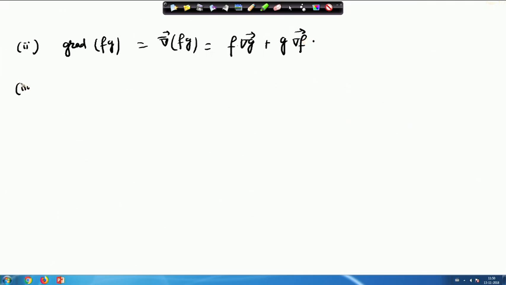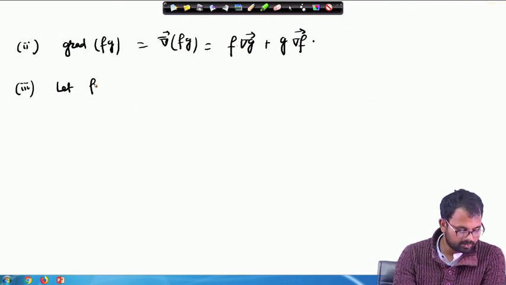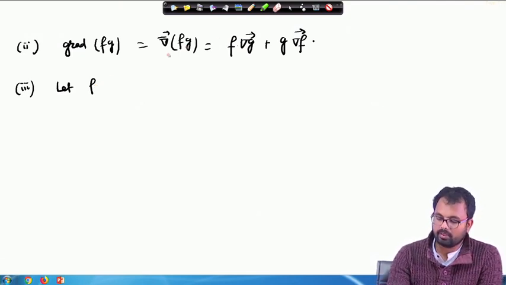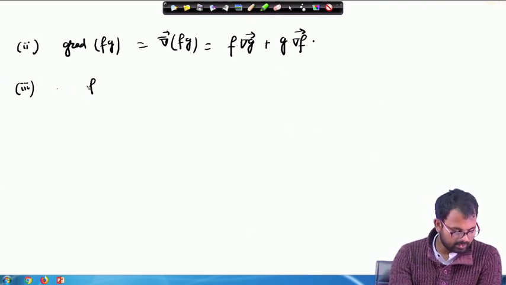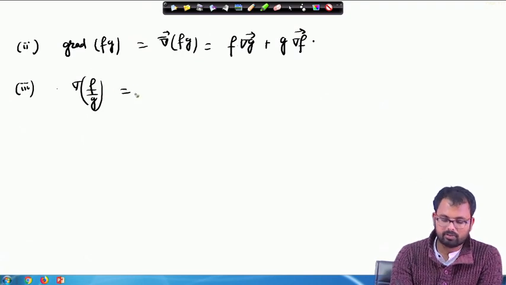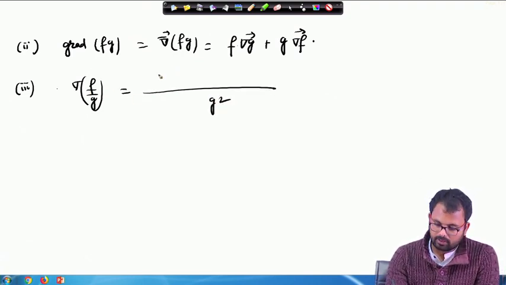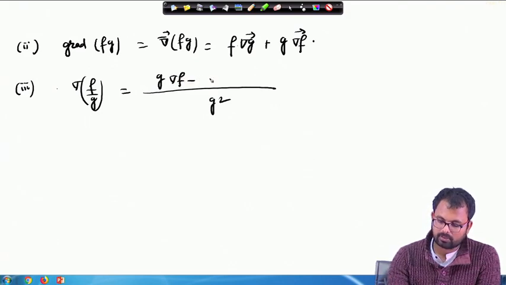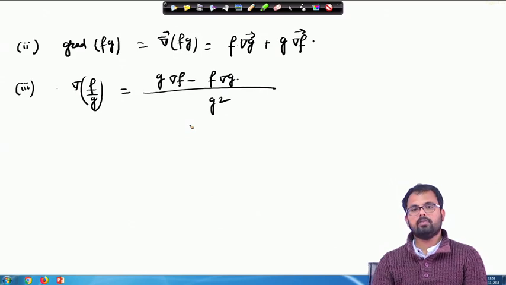The third property is: let f and g be two functions such that their gradient of f and gradient of g exist. Then we can write the gradient of the quotient. So, the gradient of the quotient would be (g times gradient of f minus f times gradient of g) divided by g square. So, this is how we define the gradient of the quotient.